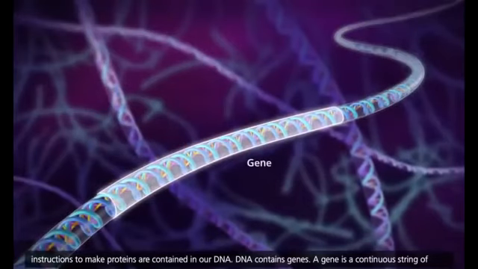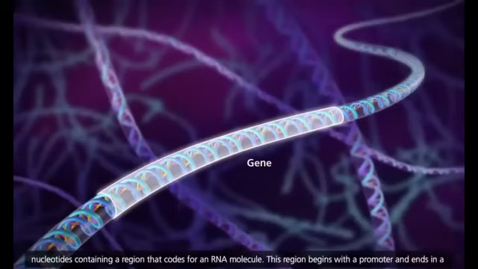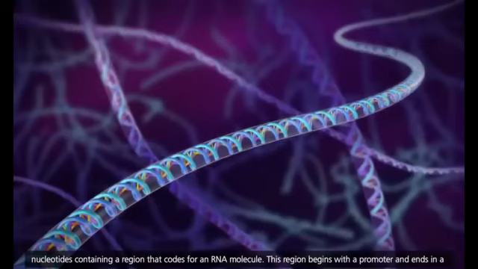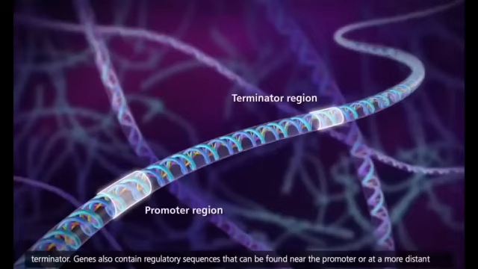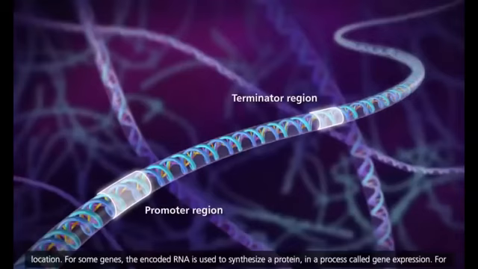DNA contains genes. A gene is a continuous string of nucleotides containing a region that codes for an RNA molecule. This region begins with a promoter and ends in a terminator. Genes also contain regulatory sequences that can be found near the promoter or at a more distant location.